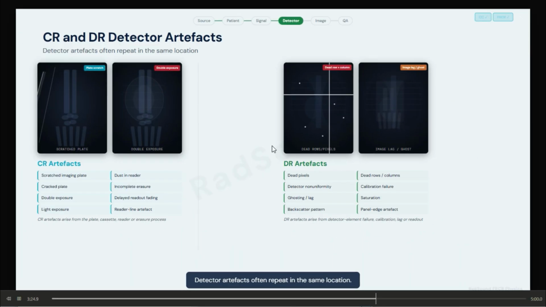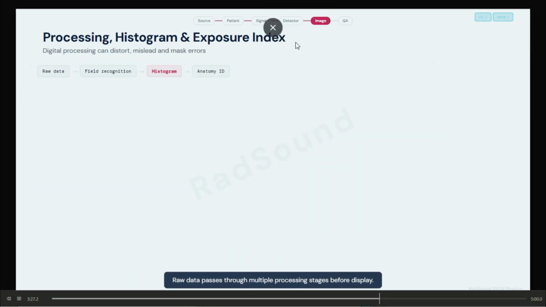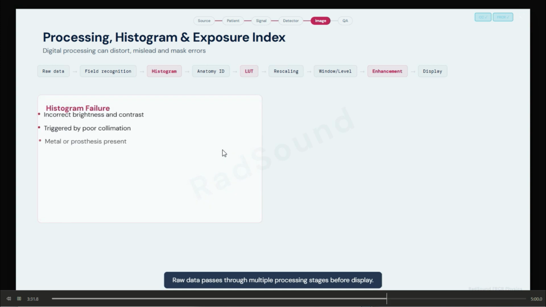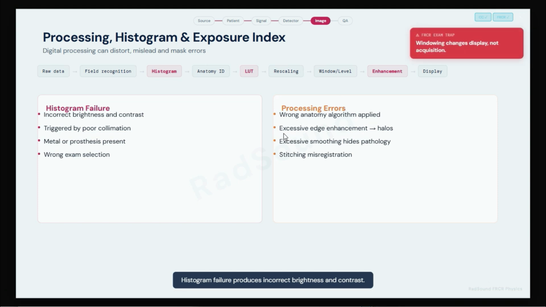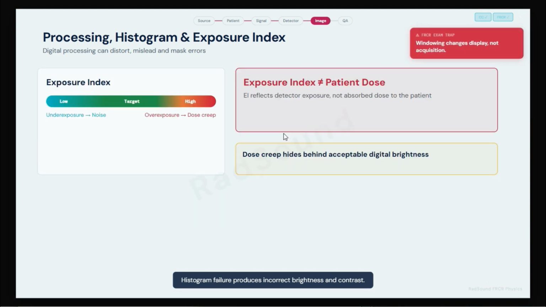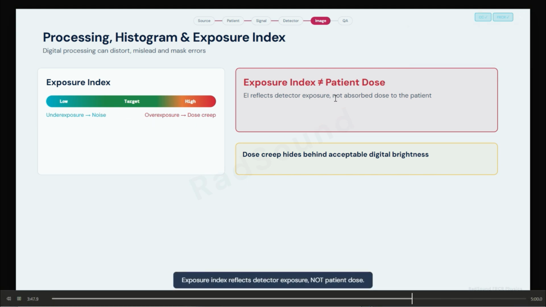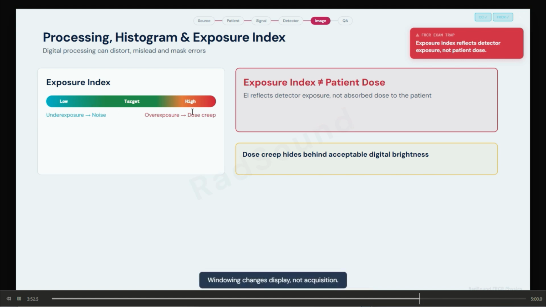We're still moving and understanding. So what will happen now? We've covered the detector. Now we are in image formation. The image could fail with the histogram, anatomy, scaling, enhancement, wrong anatomy errors, staging, misregistration, and others. Exposure index also, overexposure, automation, but the image exposure index is not the same as the patient dose. It could be more negative or positive; it should be around zero, the target.